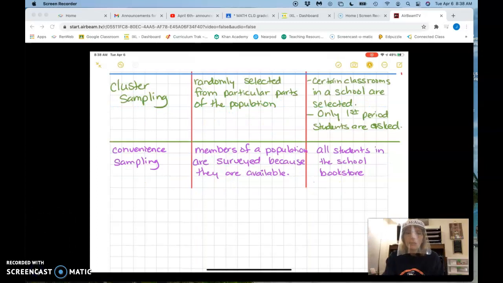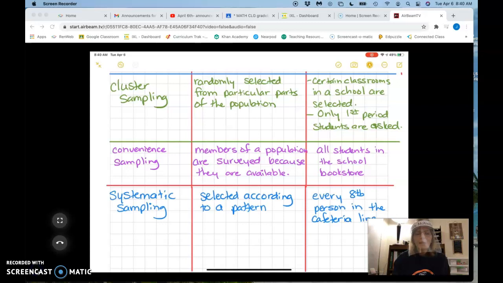Convenience sampling means that they're asking people to be part of the survey because the people are convenient to them. They're there. They're in front of them. So members of a population are surveyed because they are available. An example would be all the students in a bookstore. You know, you want to ask the school something, but you didn't plan well, so you just go to the bookstore and ask everybody there your question. The last one is systematic sampling, which means you are selecting people according to a pattern that you've established beforehand. So you want to pick every 3rd person in a line or every 8th person that's in line for the cafeteria.